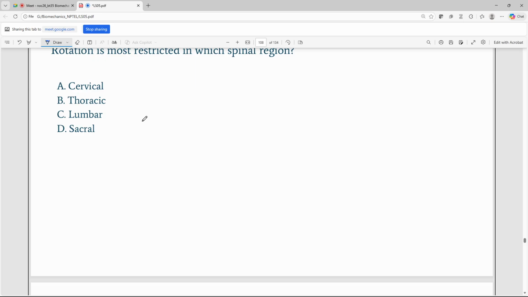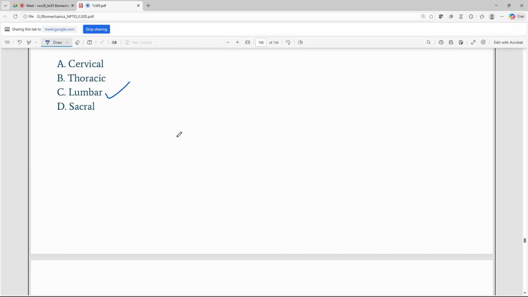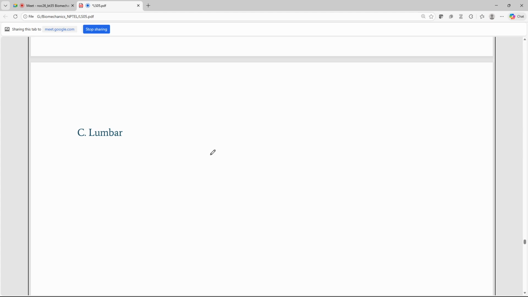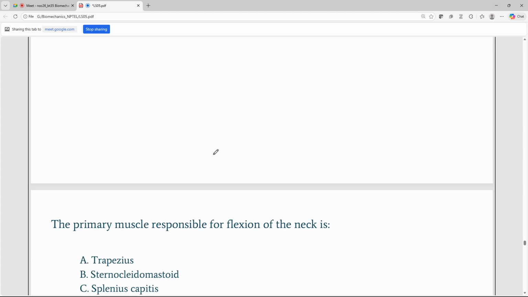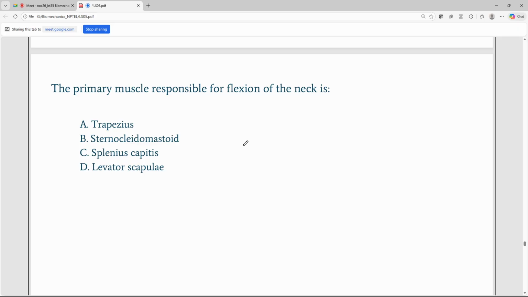Answer is option C, lumbar region. Most restriction in the rotation is in lumbar region. Next question. The primary muscle responsible for flexion of the neck.